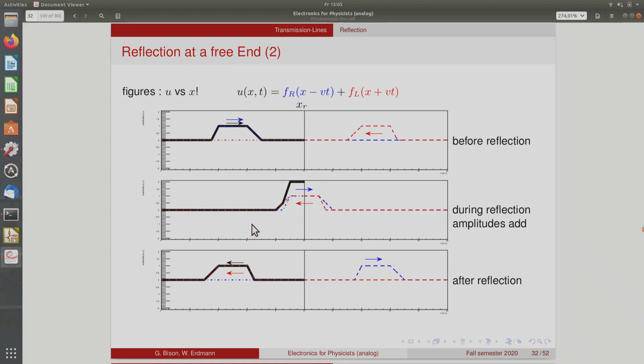What does not cancel is the amplitude. So while they are going through each other, the amplitudes add. So what we see here is actually twice the amplitude of the wave during the reflection. But after the reflection, we see the image of the incoming signal going to the left. Okay. Does that make sense? Good. Okay.